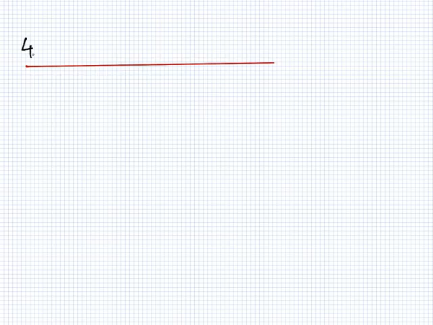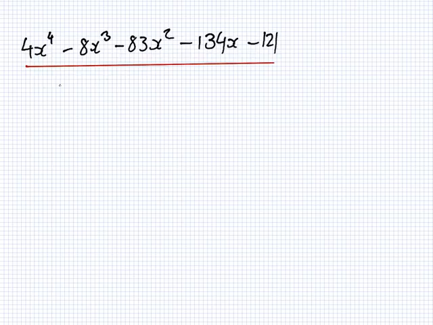Alright, what do we have on the top here? 4x minus 8x cubed. Minus 3x squared. Minus 134x. And on x, minus 121. And 4x cubed minus 16x squared minus 75x minus 60. Like this.